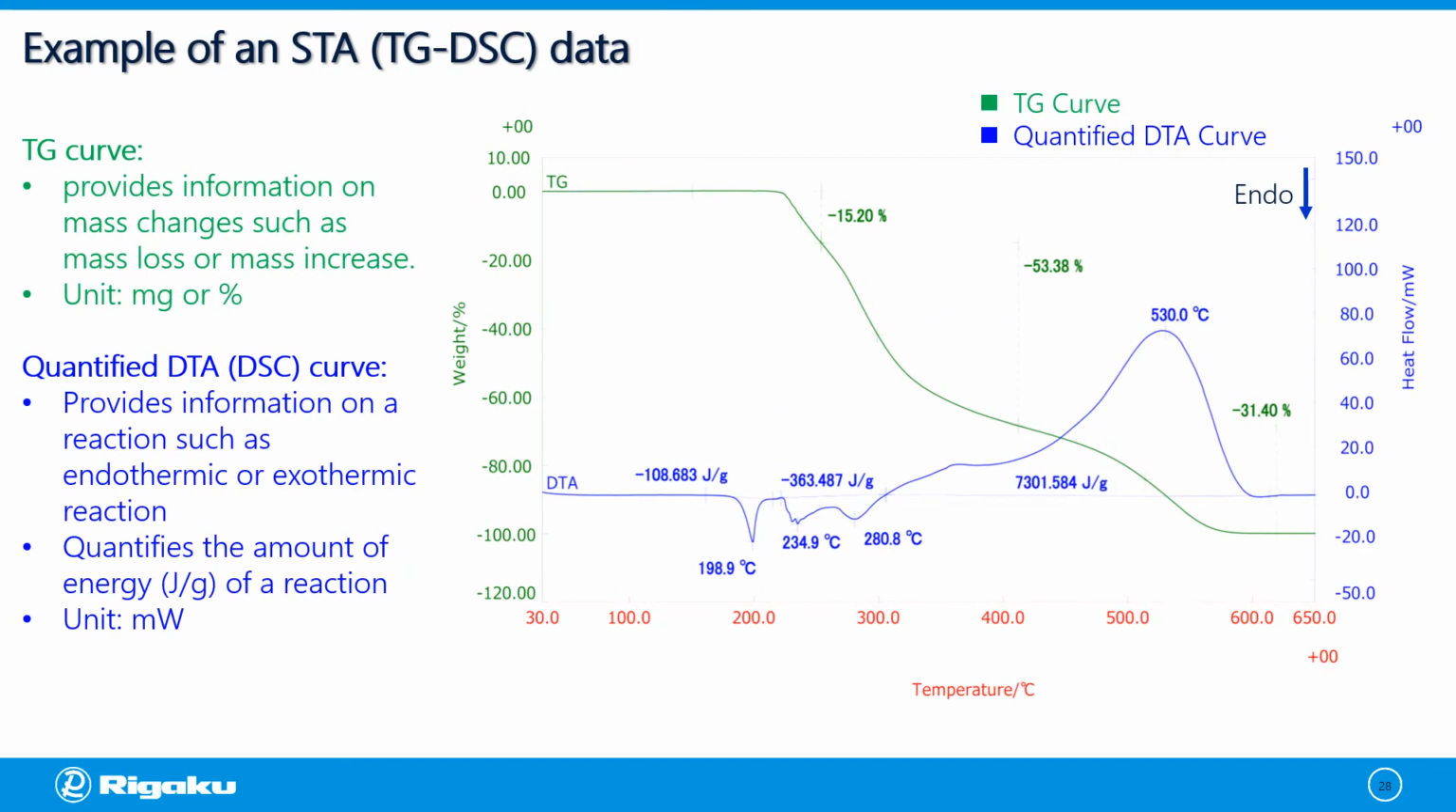However, on a TG-DSC curve, through temperature and energy calibration, we can quantify the amount of energy in an endothermic reaction or an exothermic reaction, which is expressed in joules per gram.